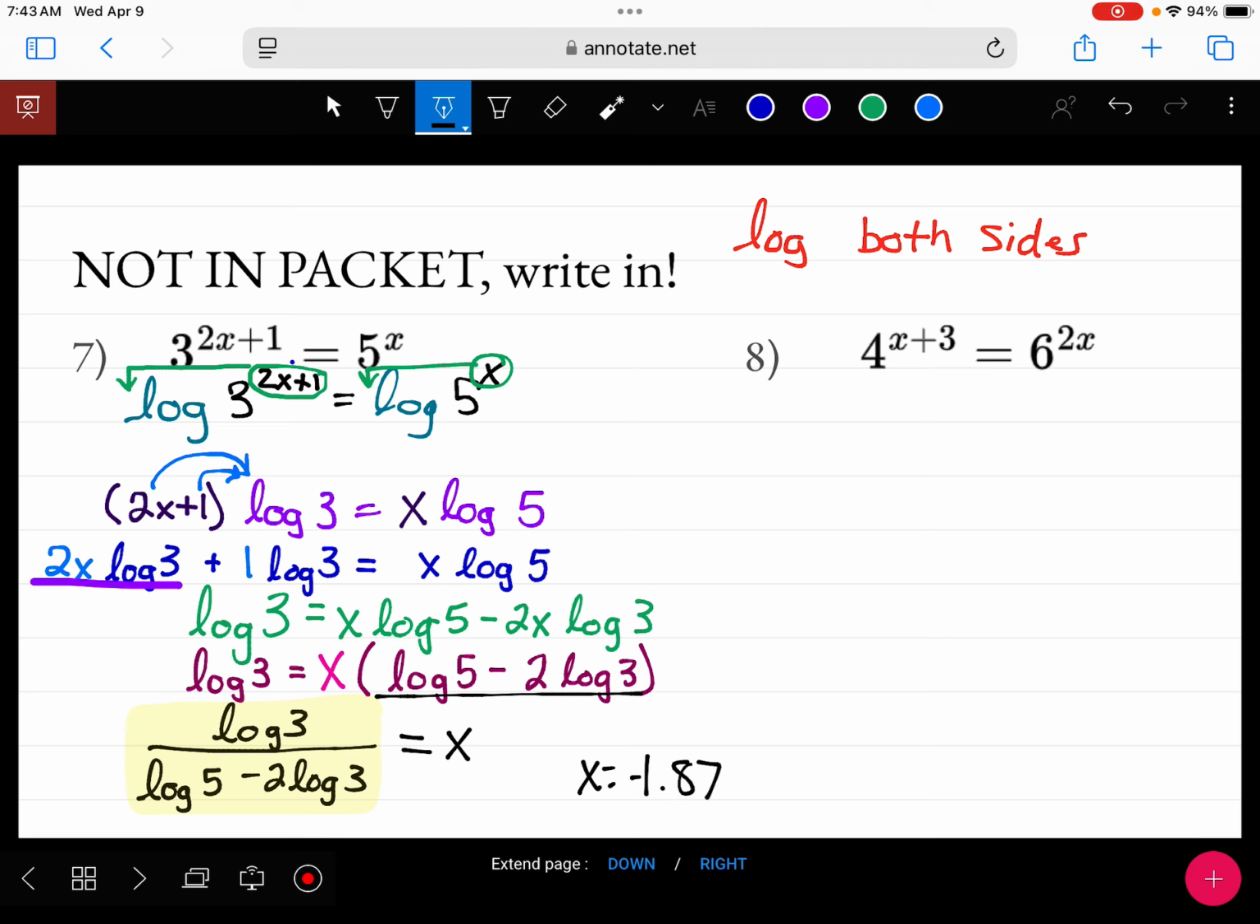So when we have variables on both sides, it gets kind of gross. It's doable, but it's gross.